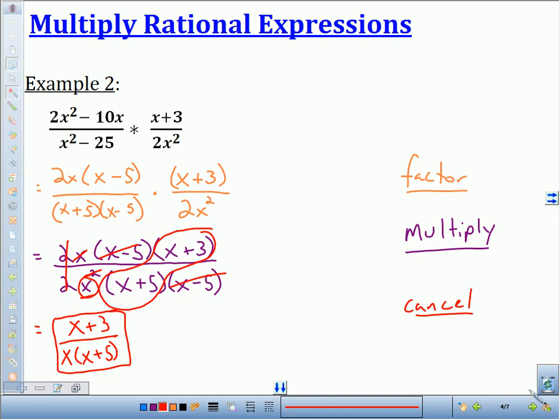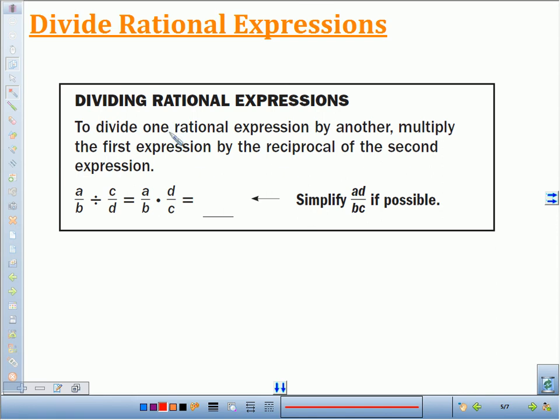Okay, let's look at division. We've seen multiplication. That's how we do. We factor, then we multiply, then we cancel. Division is very similar, but we're going to add one step to it. Just one step, not even a big step. To divide one rational expression by another, we want to multiply the first expression by the reciprocal of the second. And of course, reciprocal, we know, means to flip the fraction.